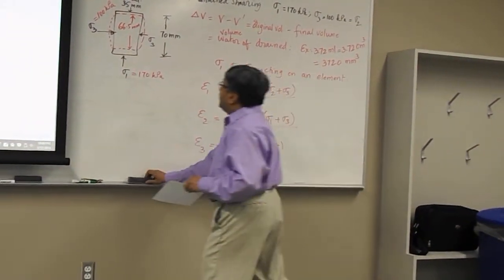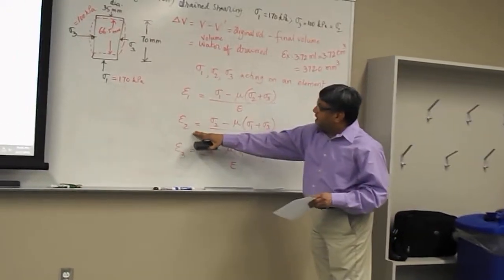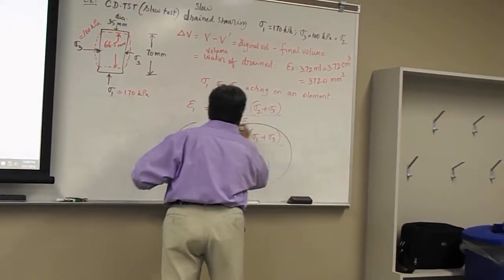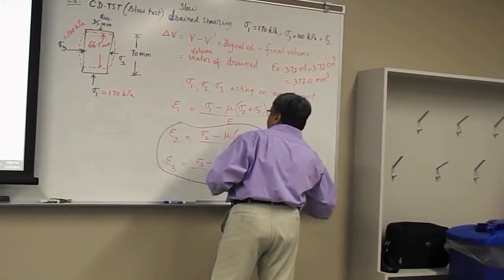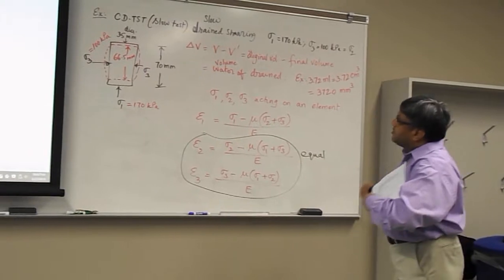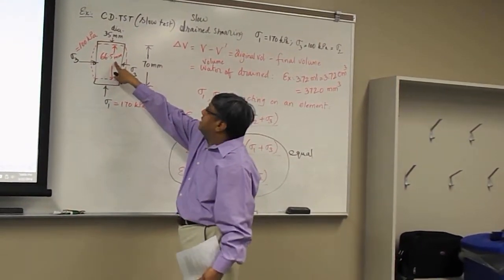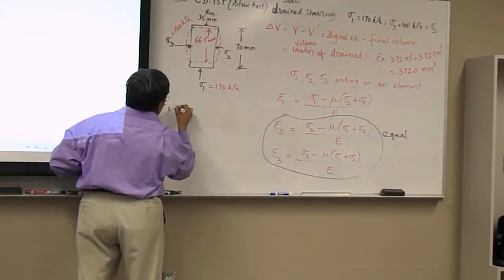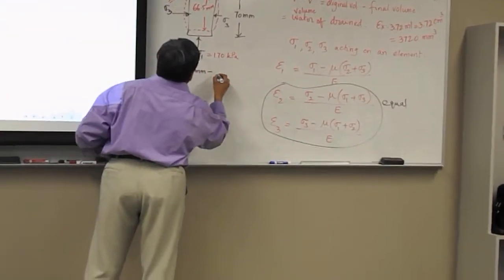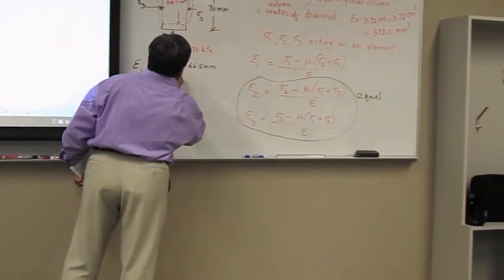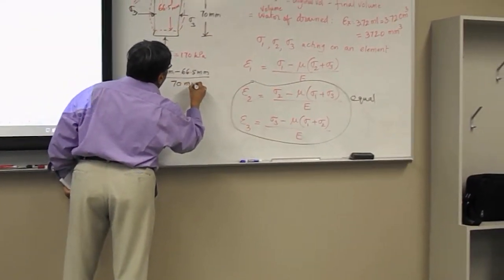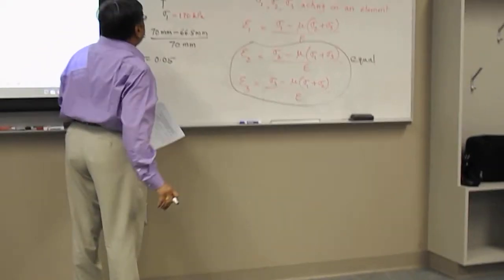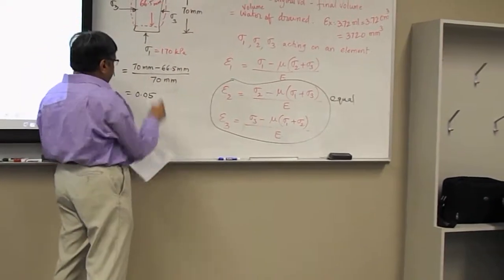So here, essentially, we don't have to bother about this because these two are equal in this case. And we know this epsilon 1 because we know this changed length, so that we can calculate accurately from the measurements. This is 70 millimeters minus 66.5 millimeters divided by 70 millimeters. This is 0.05, 3.5 millimeters reduced out of 70, 1/20th.